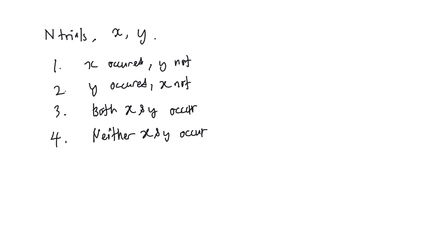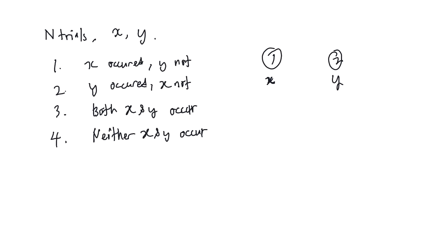Okay, so it's like you have two coins. Coin number one, coin number two. If head is shown for coin number one, it is x, and for coin number two, if head is shown, it is y. So you toss both coins.